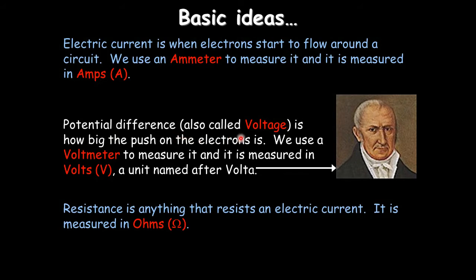Same with potential difference, which is also called voltage. You might be familiar with voltage, but you may see the term potential difference on an exam. It is the same as voltage, and it's measured with a voltmeter and measured in volts, and it's named after Mr. Volta. So again, capital letter. The third quantity is resistance, which again is named after the scientist George Ohm. The symbol is omega, the capital Greek letter, to represent ohms. That's how much resistance or opposition there is to electric current.